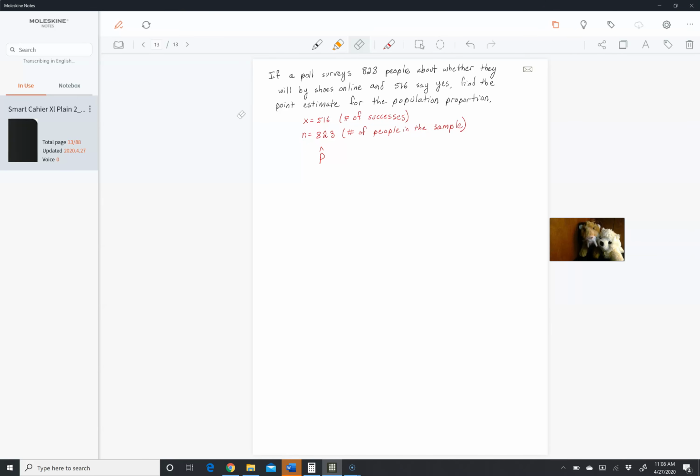So p hat is the number of successes over the sample size, which is 516 over 823. And if we plug this into a calculator, we get 0.63, or 63% of people. That's a 63. These are threes, not eights. So let me rewrite that.